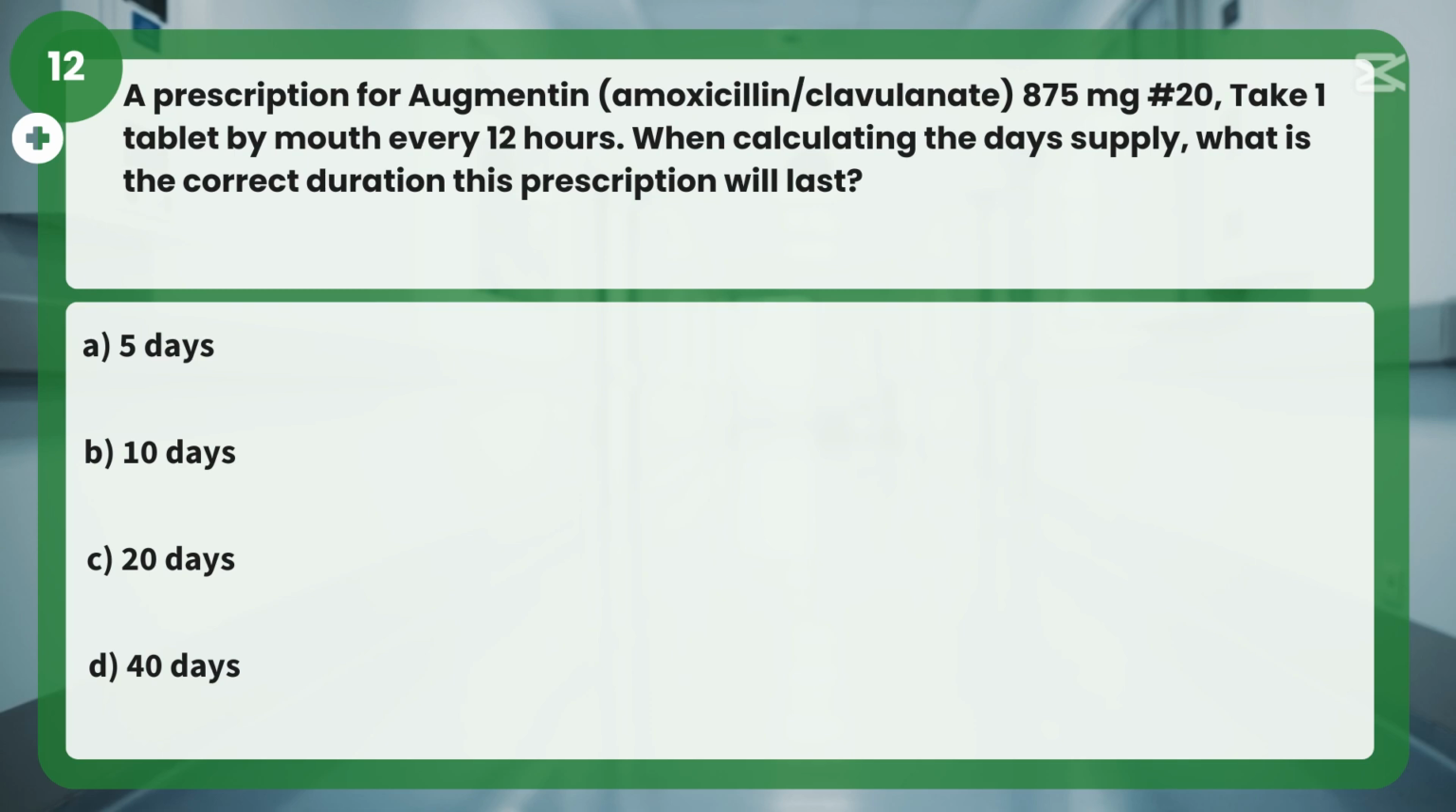Question 12. A prescription for Augmentin, amoxicillin/clavulanate, 875 mg number 20, take 1 tablet by mouth every 12 hours. When calculating the day's supply, what is the correct duration this prescription will last? A. 5 days. B. 10 days. C. 20 days. D. 40 days.